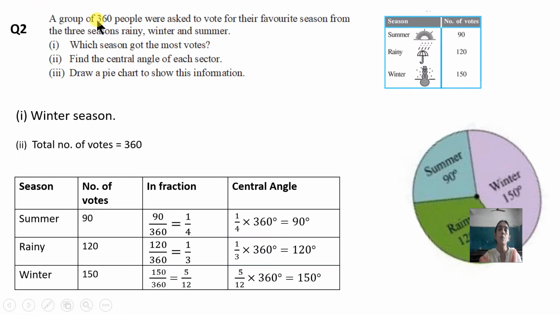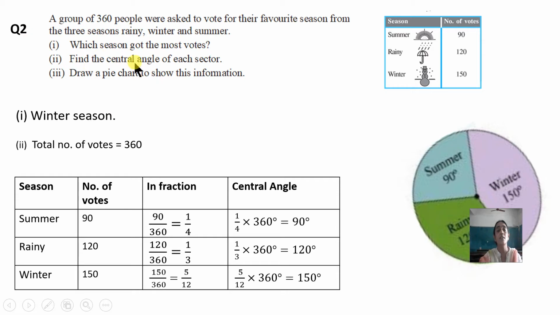A group of 360 people were asked to vote for their favorite season from the 3 seasons, rainy, winter and summer. Which season got the most votes? So people were asked to vote saying which is their favorite season. Summer, rainy and winter. You are given 90, 120 and 150. So which season got the maximum votes? Which season? Yes, it is winter season. So, answer of the first question is winter season.